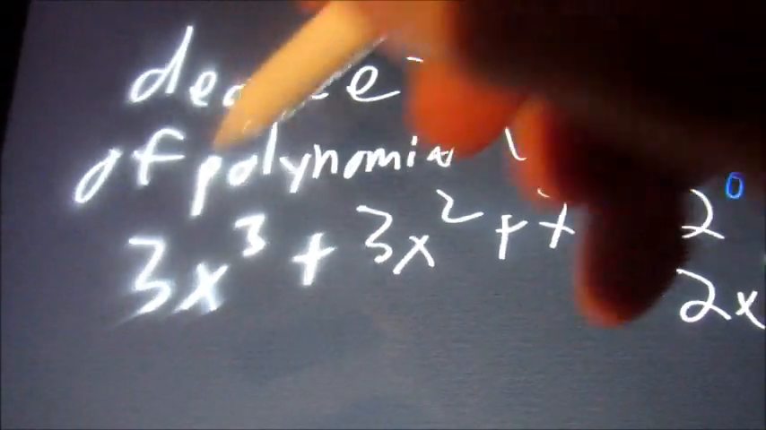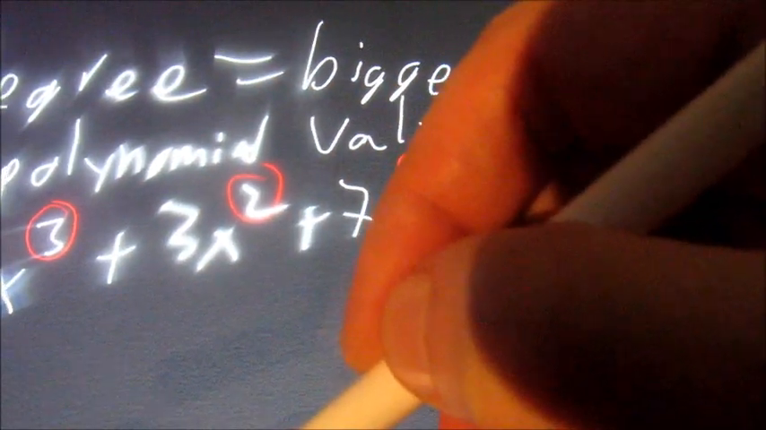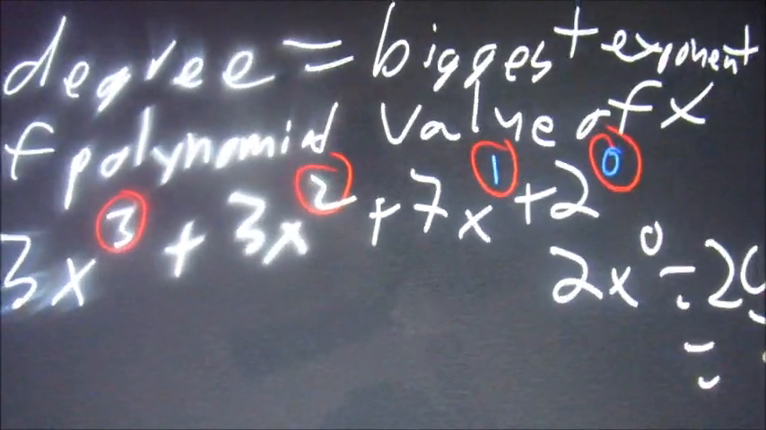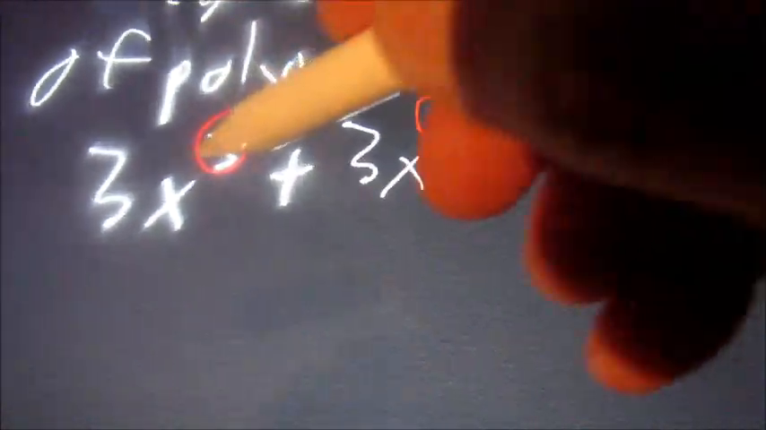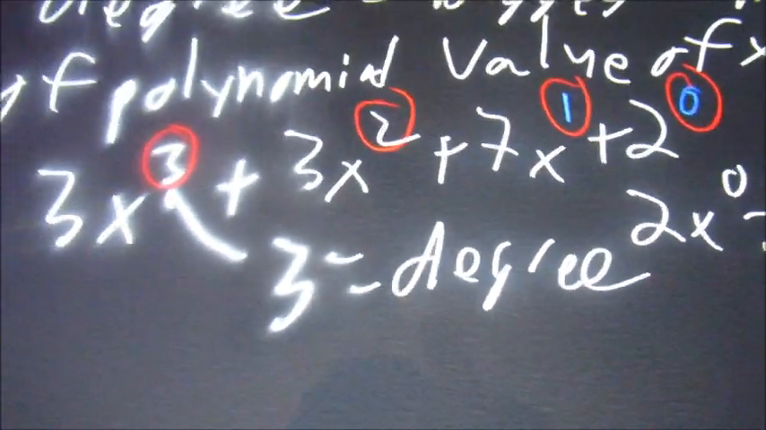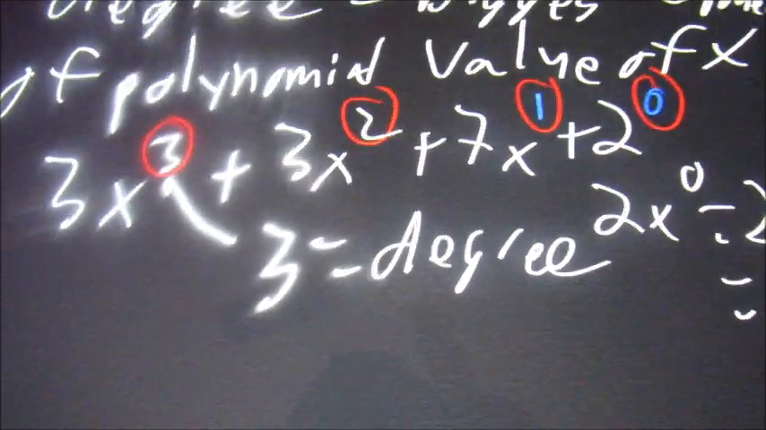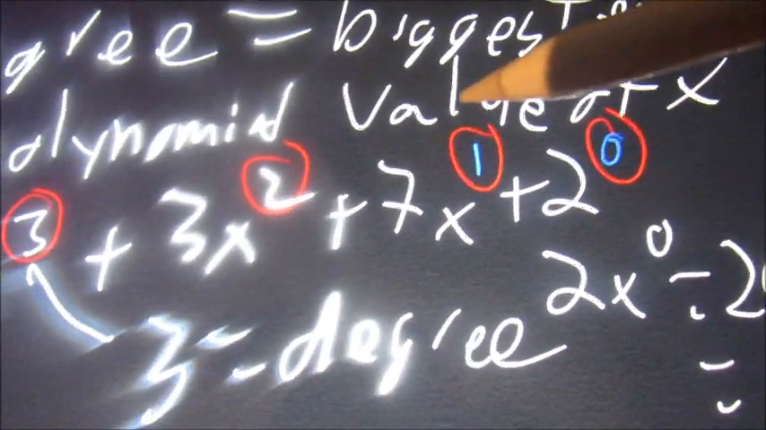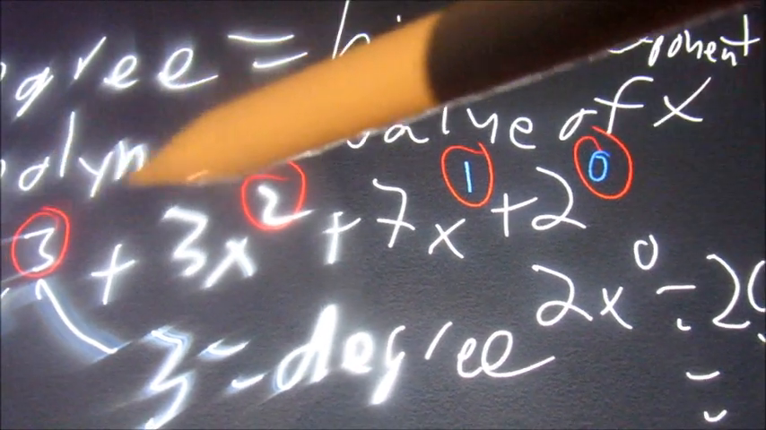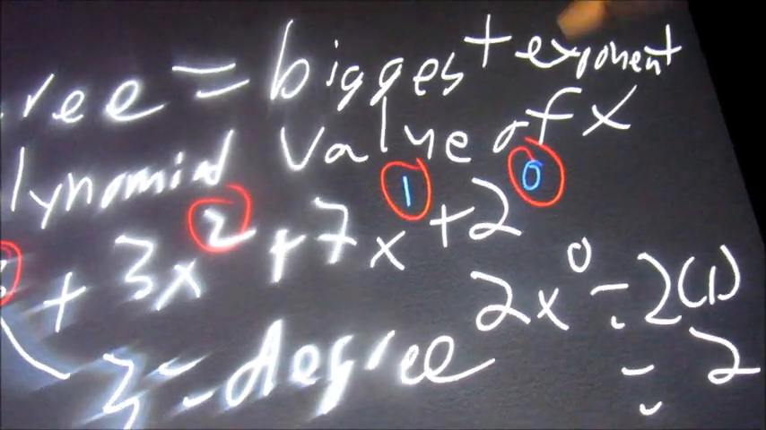So what we're going to do here is look at all of our exponents. We have a 3, a 2, a 1, and a 0. So the degree here is just 3. And all you're going to do on questions like this is look for the biggest exponent, and that's going to be your answer for degree. If you just have an x with no exponent, your degree is going to be 1. If all you have are numbers with no x's, then your degree is going to be 0.